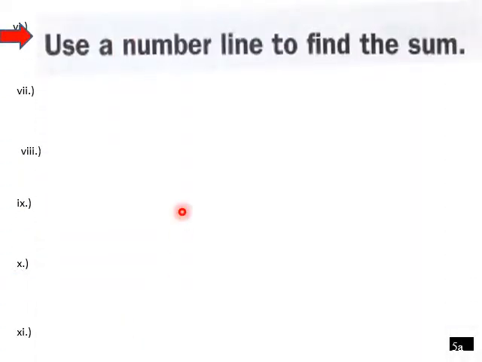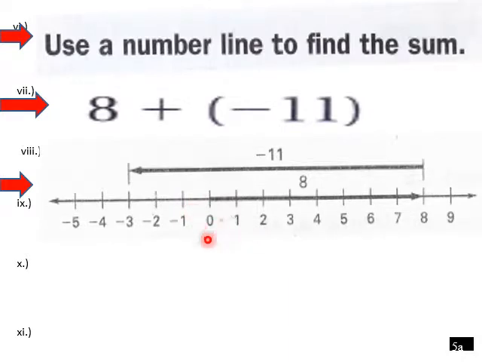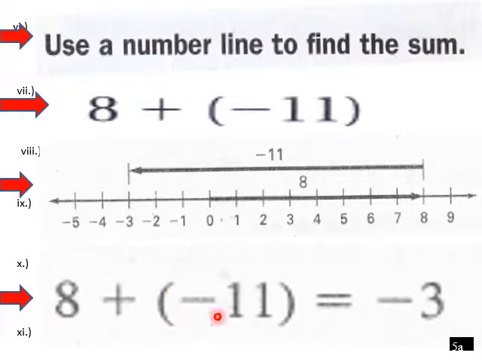Okay, our solution. Use the number line to find the sum. There is our sum. This would be the way that you would do it. So we have 8 here, and then we go to the left 11. That gives us a negative 3 here. So we start at 8, we move to the left 11 units, and then we have a negative 3. So 8 plus negative 11 would be negative 3. Do that on your independent practice.